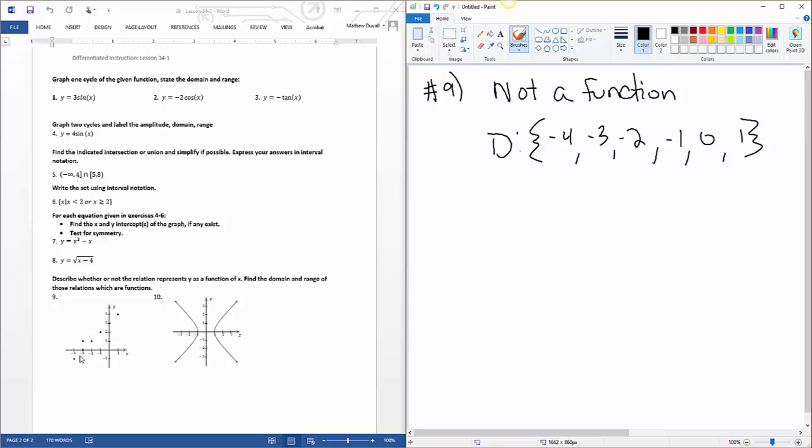And then for the range, listing them as a set, -1, 0, +1, 2, 3, and 4. And so there's my range.